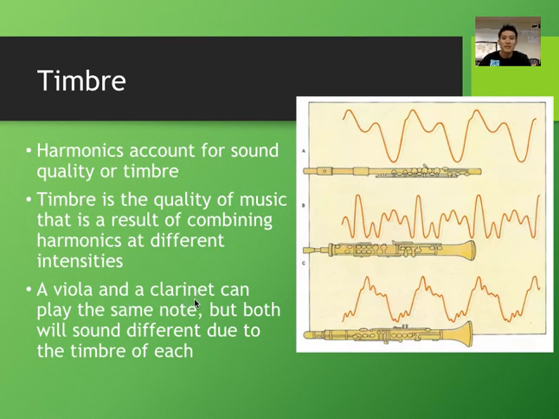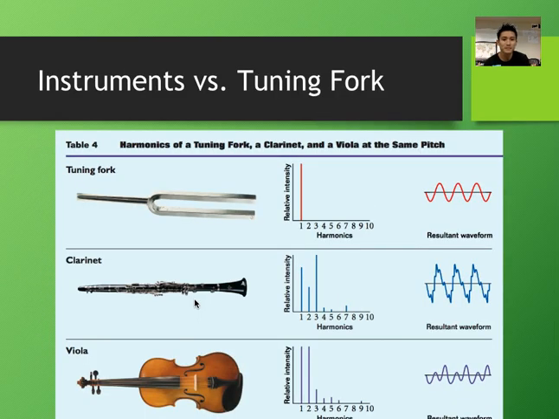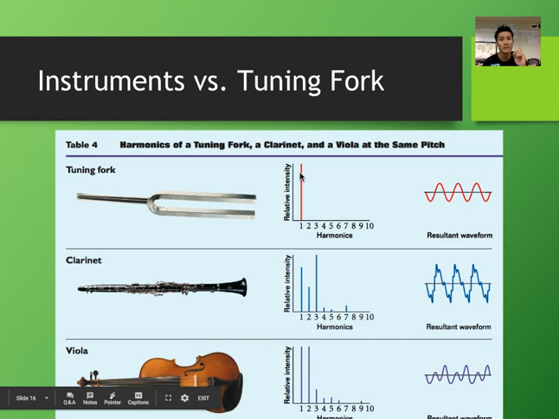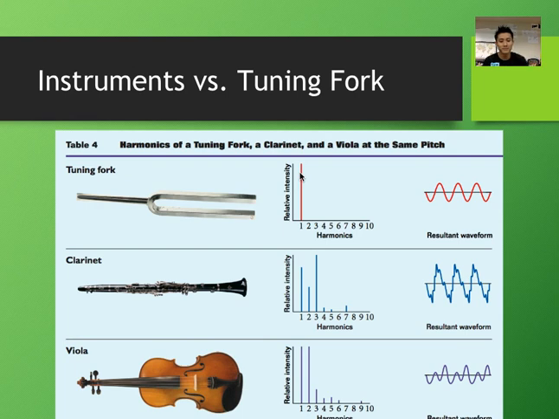Okay, so the viola and the clarinet can play the same note, but they sound completely different because of these different harmonics that are also played at that same note. Okay, so really interesting. So here's another example. We have a tuning fork. A tuning fork only plays one frequency. It only has that fundamental frequency, just like these glasses. Okay, they have that one frequency.